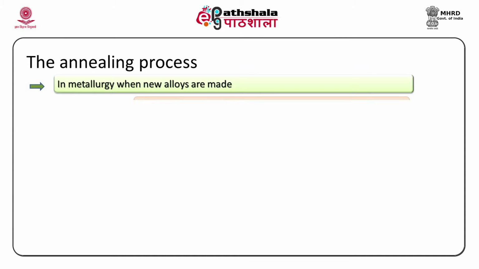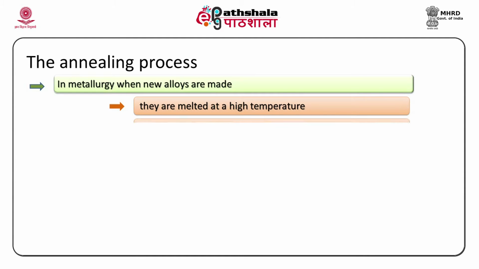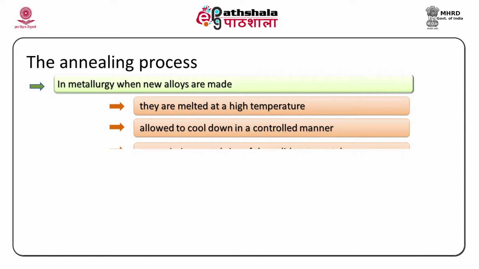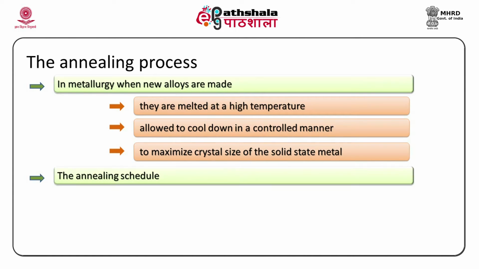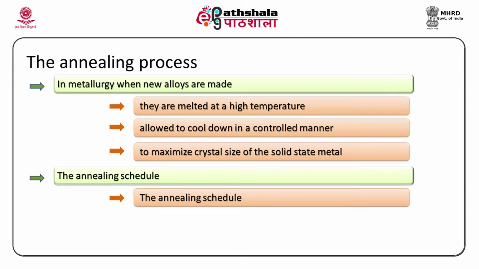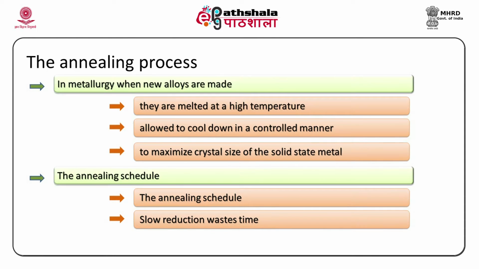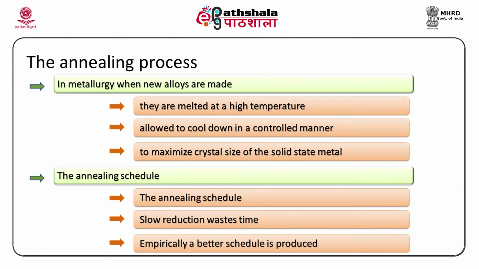Okay, let us try to understand the process it is derived from. In metallurgy, when new alloys are made, they are melted at high temperature and have to cool down in a controlled manner. To maximize the crystal size of the solid, there is something called the annealing schedule, which is followed. The annealing schedule is basically how you are going to cool the alloy down.